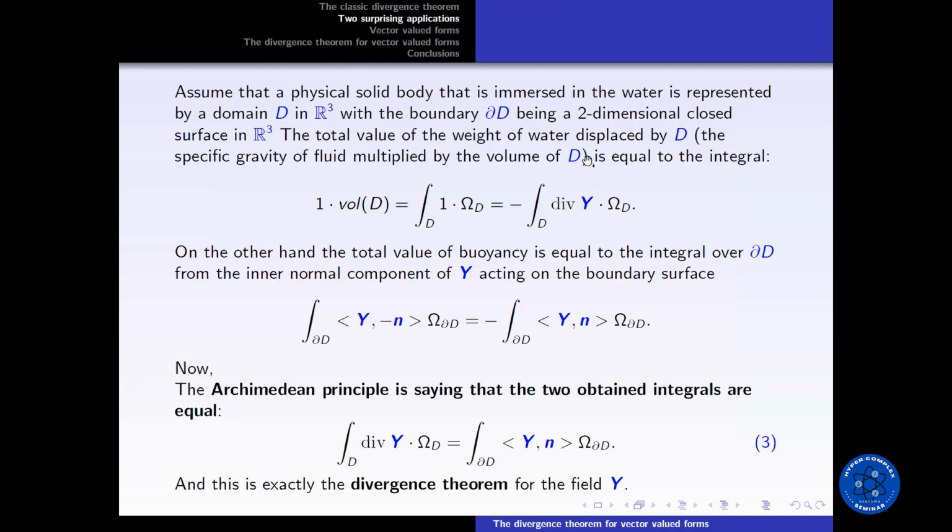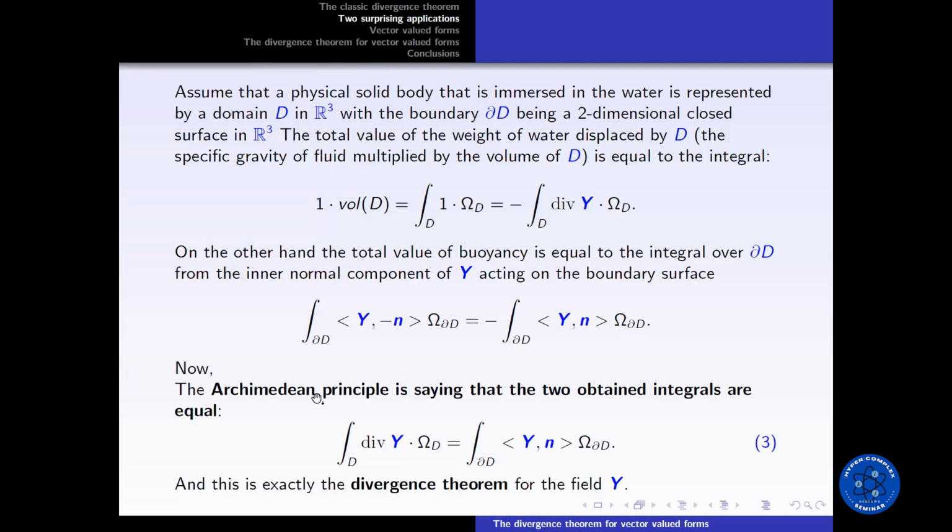The total weight of the water displaced by D, with the specific gravity, will be the volume times this one. But this is an integral over the boundary, divergence of y times this one. On the other hand, the total value of the buoyancy force is equal to the integral over the boundary of the inner normal component of y acting on the boundary. So the buoyancy force is represented by the integral over the boundary of y dot negative n, which is negative y dot n.